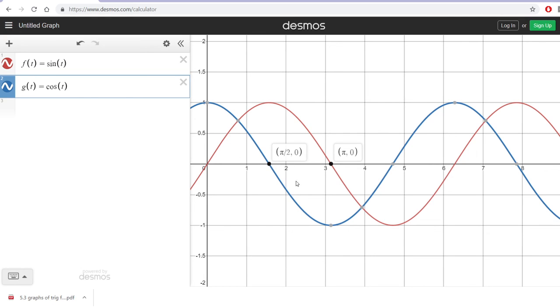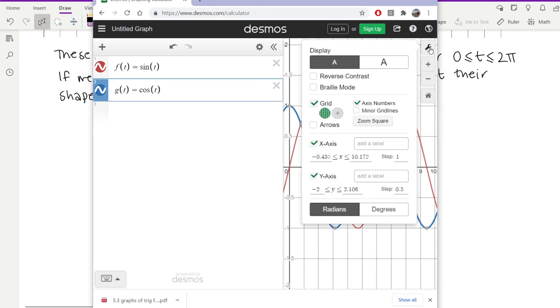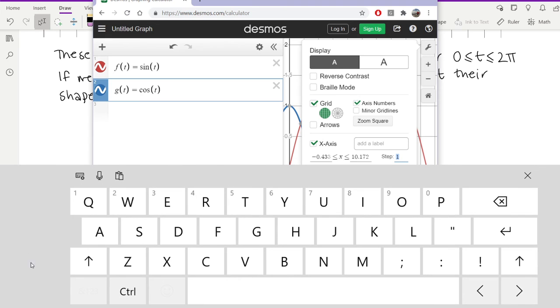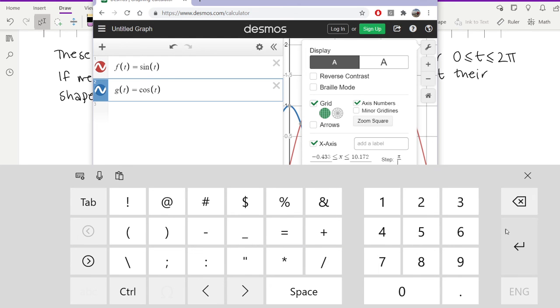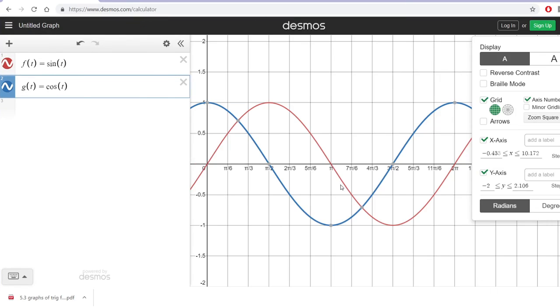So, the graphs still kind of land where they're supposed to, but it's not as nice for really seeing exactly what's going on. And so what you want to do in order to get the things in terms of pi is go to where it says step and just change it to any kind of fraction of pi. So I'm just going to type in pi, lowercase pi, and then I like to do pi over 6, and then that will give us all the kind of divisions that we want to see all of our angles.